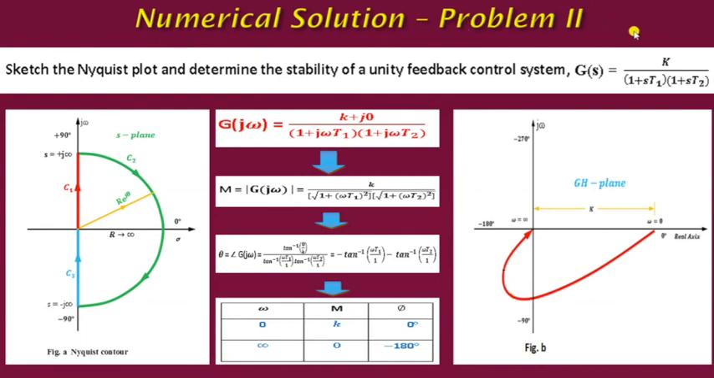Numerical problem 2. Sketch the Nyquist plot and determine the stability of a unity feedback control system. Here G is equal to K by 1 plus ST1 into 1 plus ST2 is given.